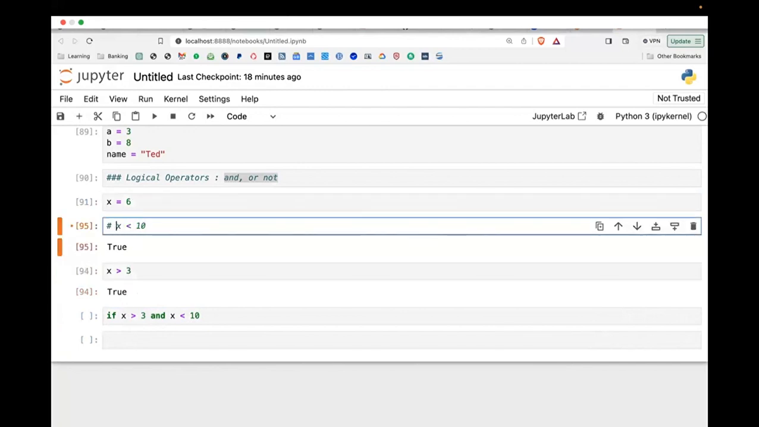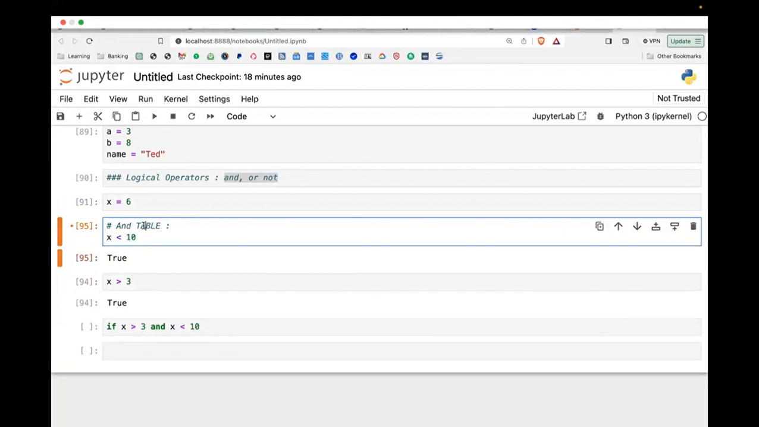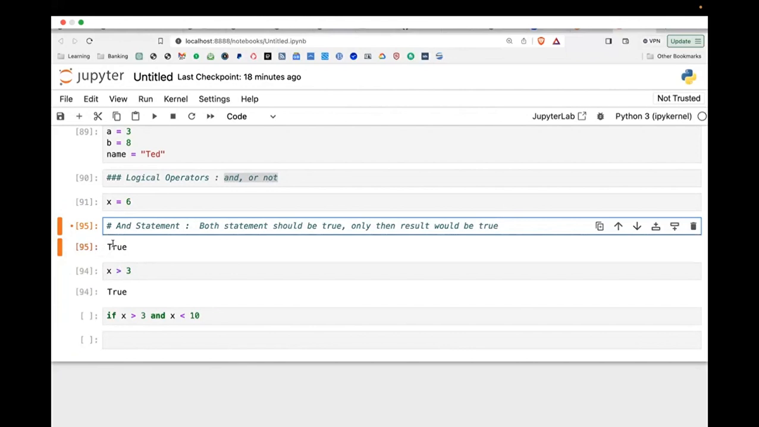This is called the AND table. What exactly happens? For an AND statement, both statements should be true, only then the result would be true, right? Both statements. What is a both statement? I just learned it. What exactly I meant, I am just going to do it.